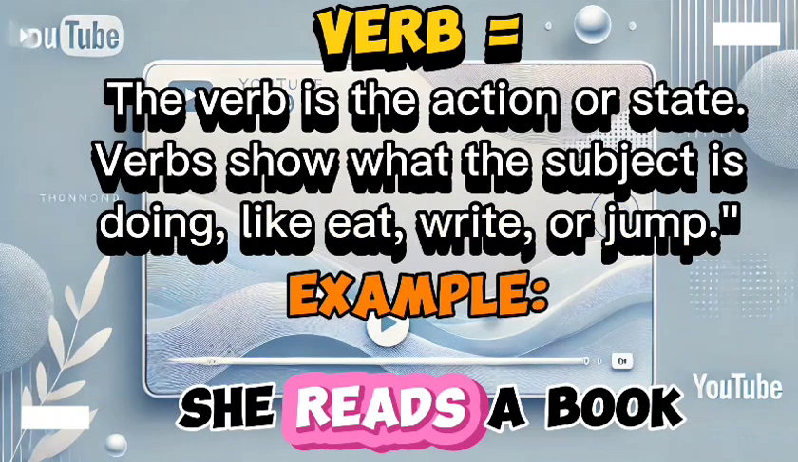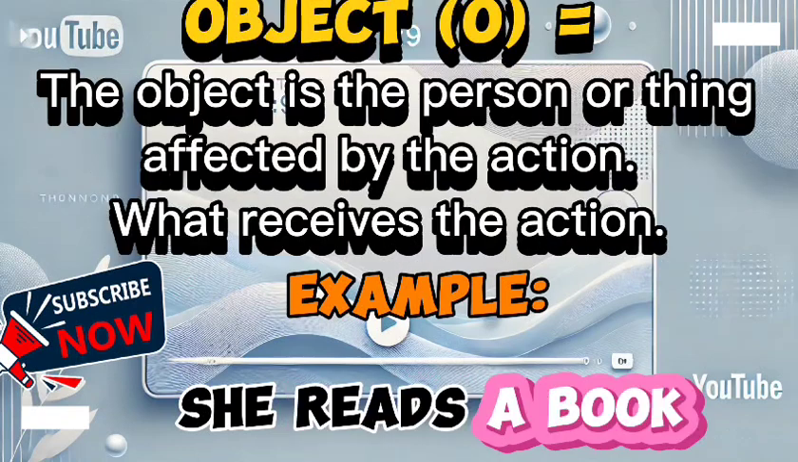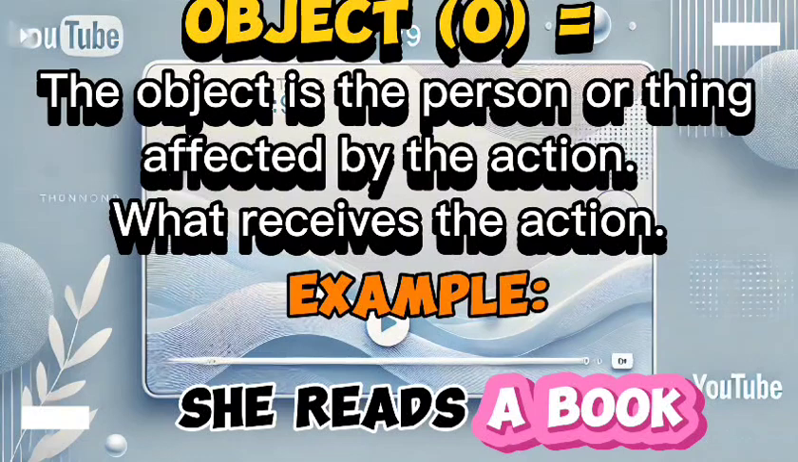The verb is the action or state. In our example, the verb is reads. Verbs show what the subject is doing, like eat, write, or jump. The object is the person or thing affected by the action. In the same example, the object is a book.